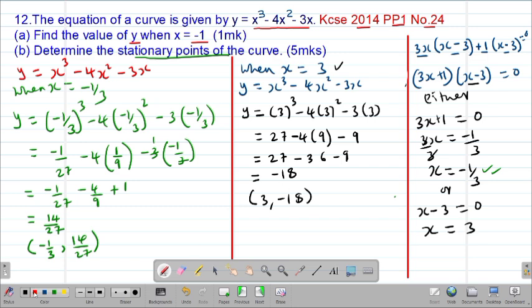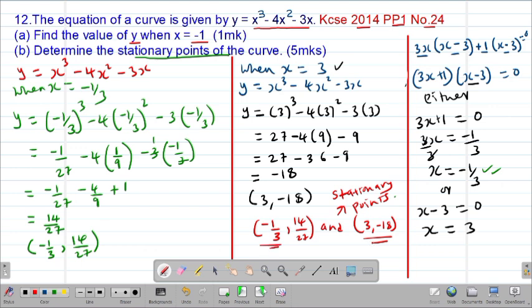Therefore, the two turning points will be negative a third, that is the stationary points. Negative a third, 14 over 27. And the second turning point is 3, negative 18. So these are what we are calling our stationary points. These are the stationary points, or the turning points.